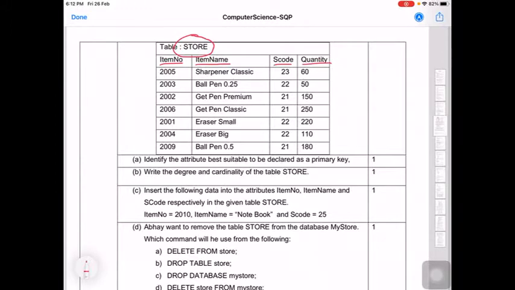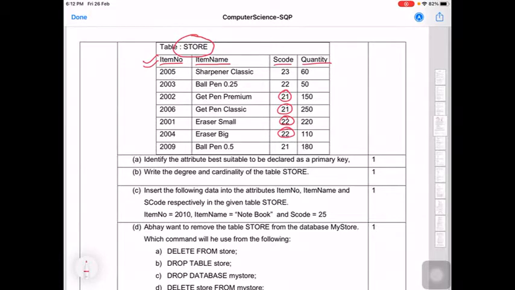Here if you check, this S code has some repeated values. You can see this 21, 21, 22. So this cannot be your primary key. The best suitable one is this item number, non-repeated and not null.